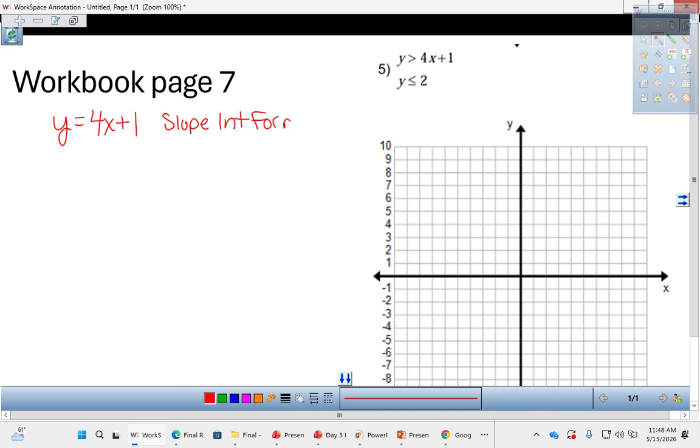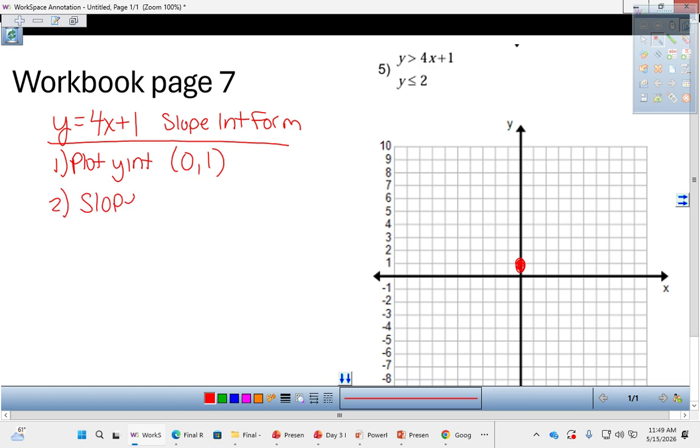So in slope-intercept form, the first thing you want to do is plot the y-intercept. And the y-intercept is the one that doesn't have the x with it. So that's the 1. So on the y-axis, which is the up and down axis, I'm going to make a point at 1.